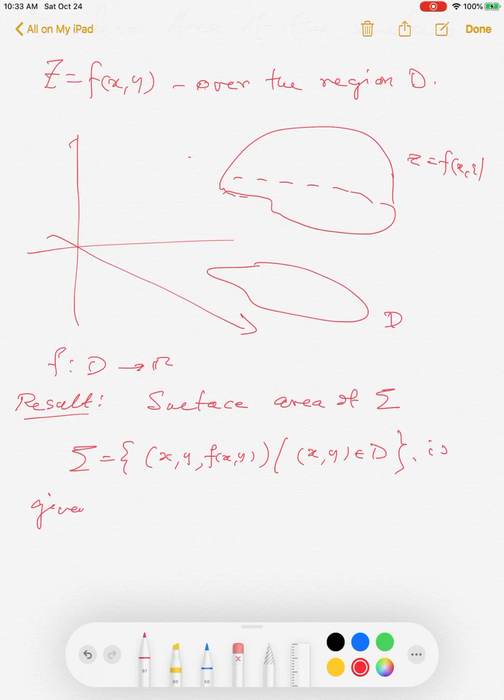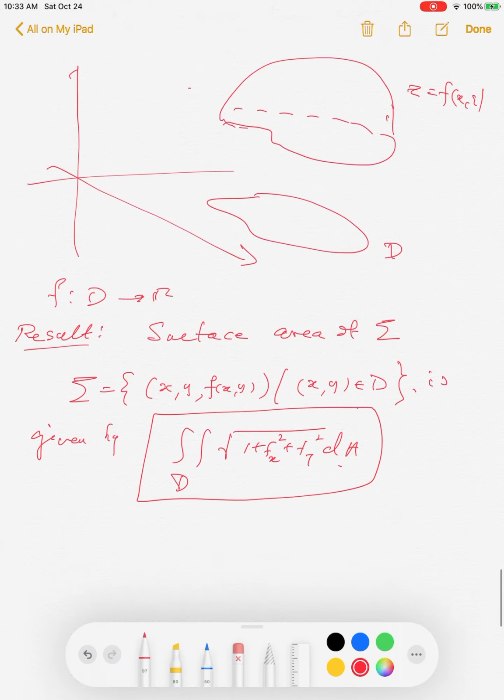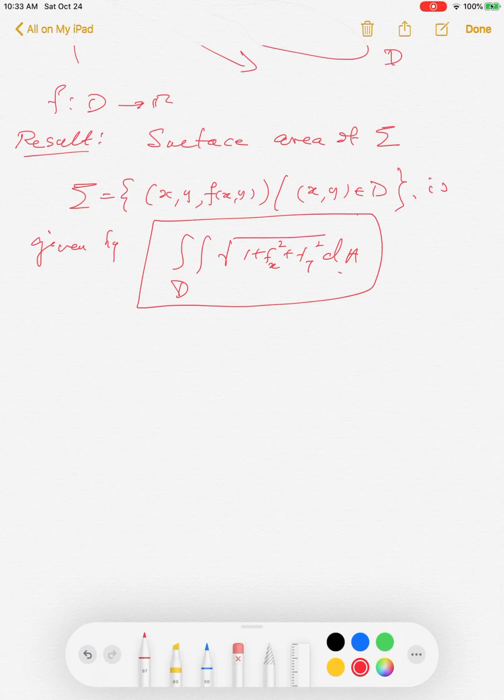So surface area is given by double integral over D of root 1 plus f_x square plus f_y square dA. So this is the formula for surface area of surfaces like this. And how do you get that is another matter which we will get to. Yeah, we'll get to that in a minute. Let's do one more problem.